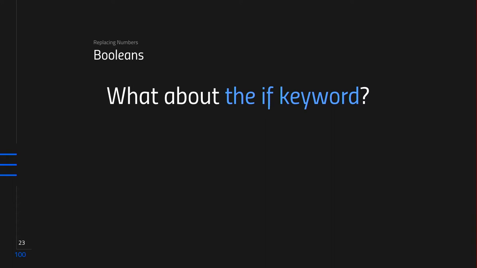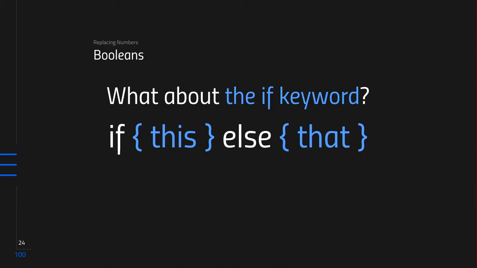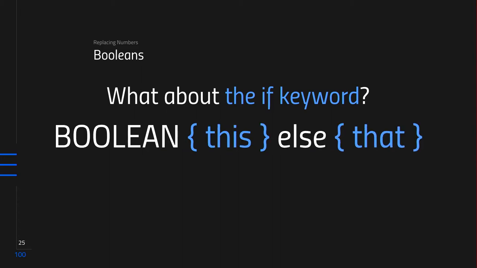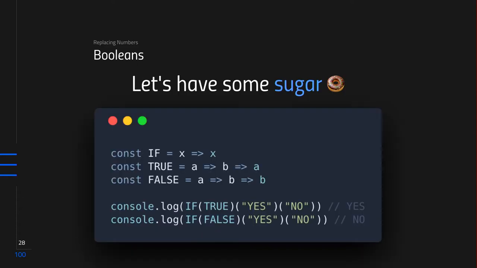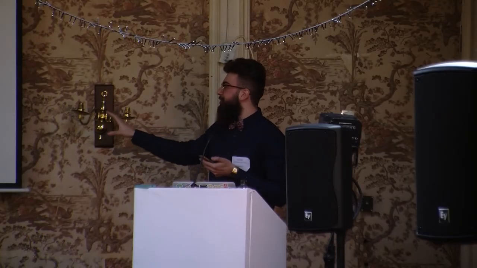So what about the if keyword? Well, do we really need it in the first place? Because what the if keyword does is just decide between something, right? So if this, else that. So it's basically a boolean. So we can even have some sugar and say that, in fact, the boolean itself is our if, right? So let's have some sugar. And let's have the if function as just being the identity function. And then I can have if true, yes or no, and it's going to return the exact same thing as if I just use my boolean, right? So this is how we're going to replace booleans.